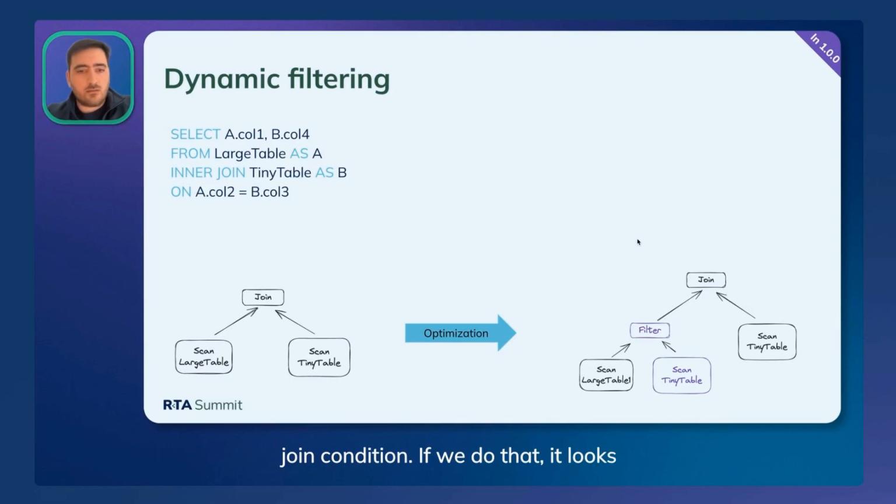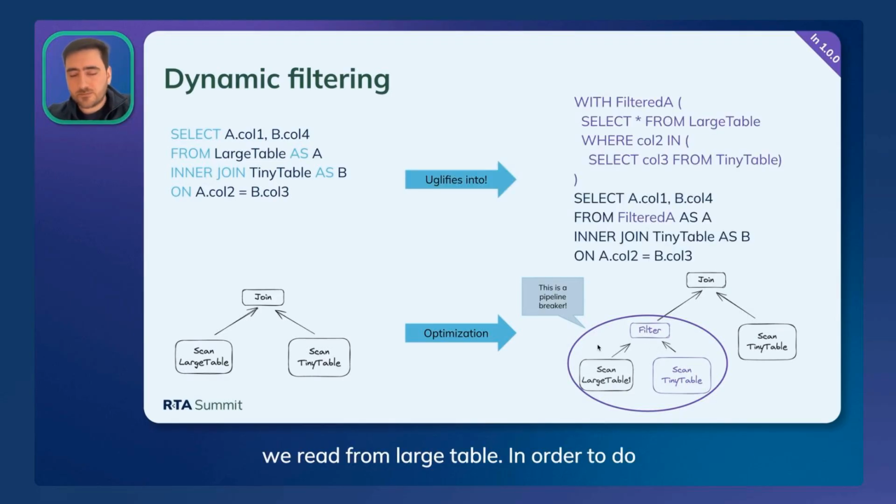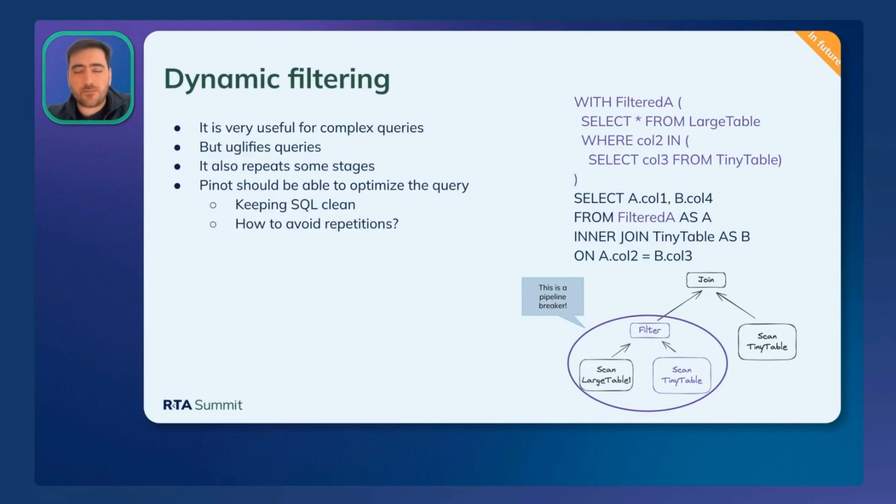If we do that, it looks like we are doing more job than necessary, right? Why are we adding this extra phase? But in fact, what we are doing here is applying the same pipeline breaker we saw before. And therefore, this can be used to reduce the number of rows we read from large table. Pinot is not able to do this kind of optimization right now by itself, so we need to help it. And to do that, we need to write a more complex query, which is quite difficult to read, right? At least more difficult to read than the original one.